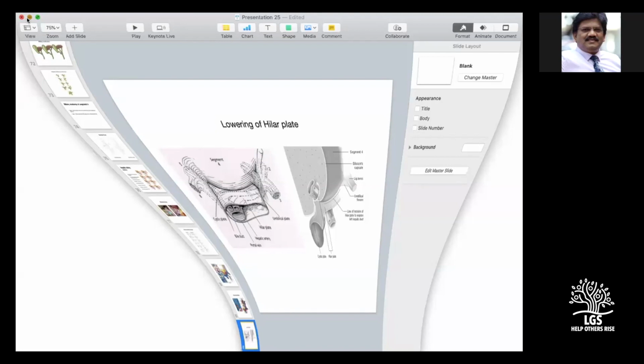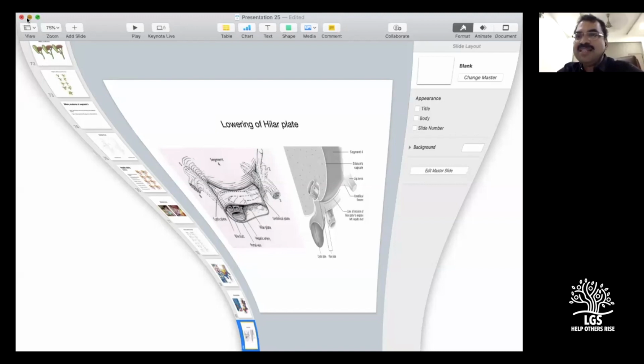There are no comments. There are some messages in the chat. Somebody can read that. Pravesh Shukla was asking, can you elaborate a little bit more about hilar plate lowering?